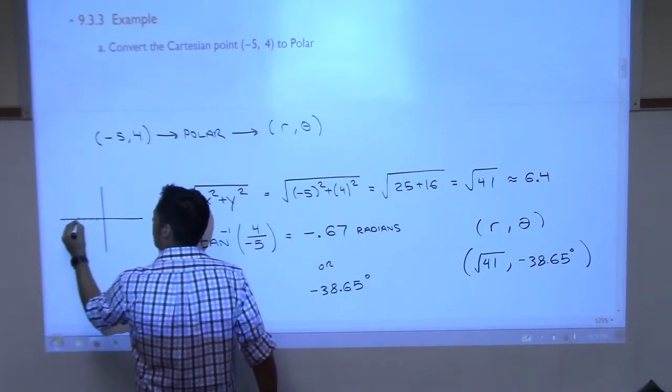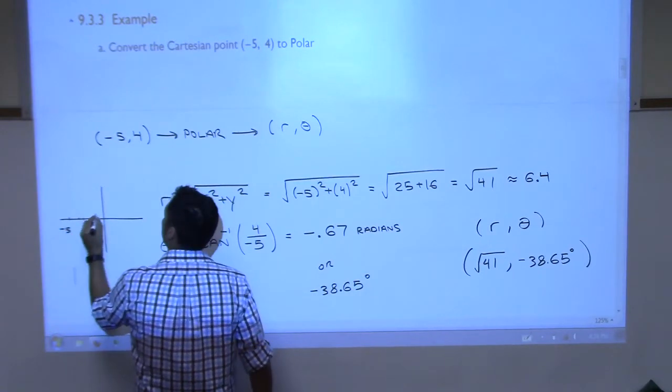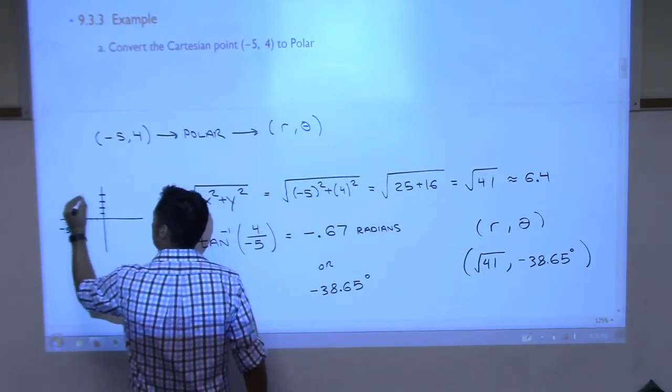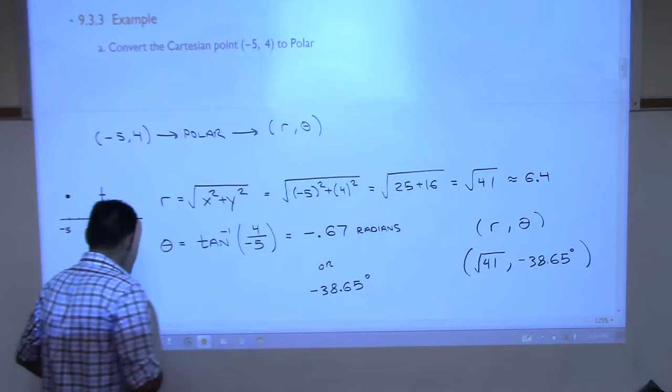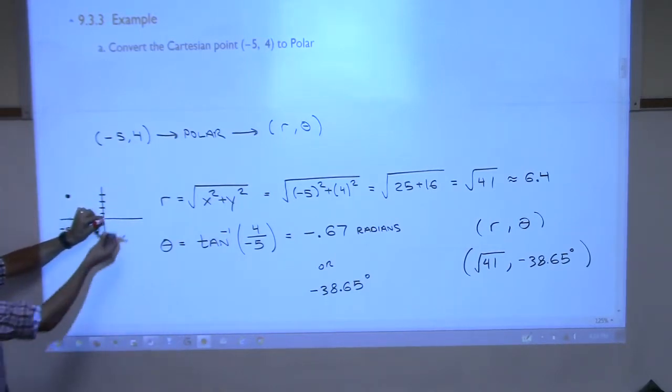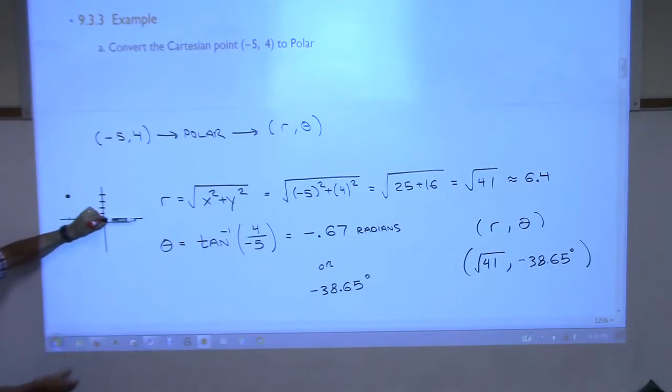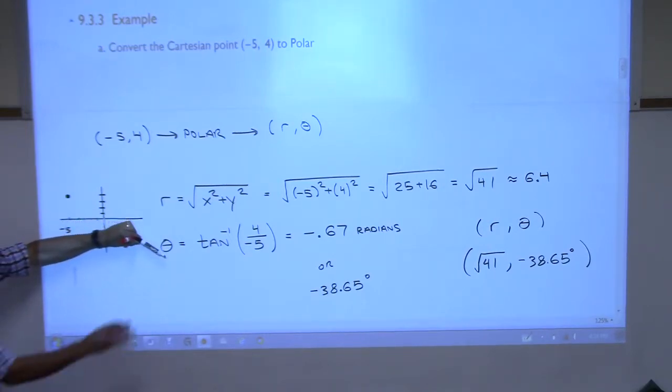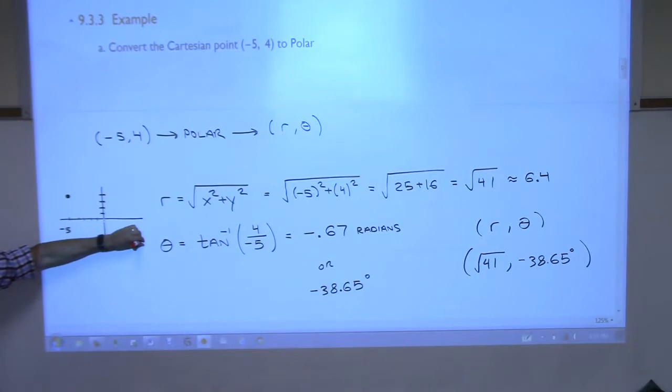1, 2, 3, 4, 5, right? -5 and then up 4, 1, 2, 3, 4. So there's our point. Look at our answer. It doesn't make any sense. We're supposed to stand here, face out the x-axis, and rotate by how much? Negative 38 degrees, which would put me somewhere around here, and then walk out how far? Square root of 41, which would put me somewhere out here, right? It's wrong.